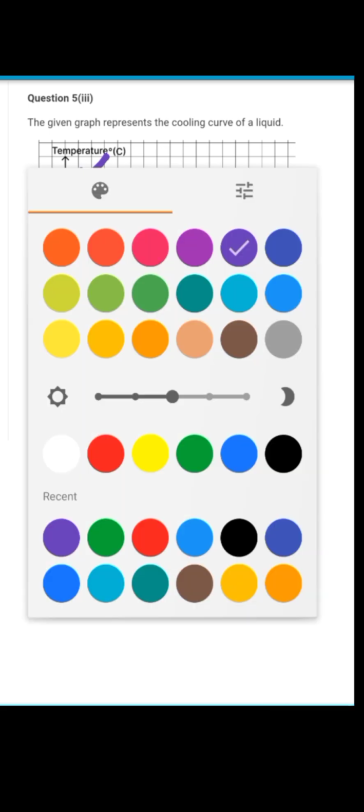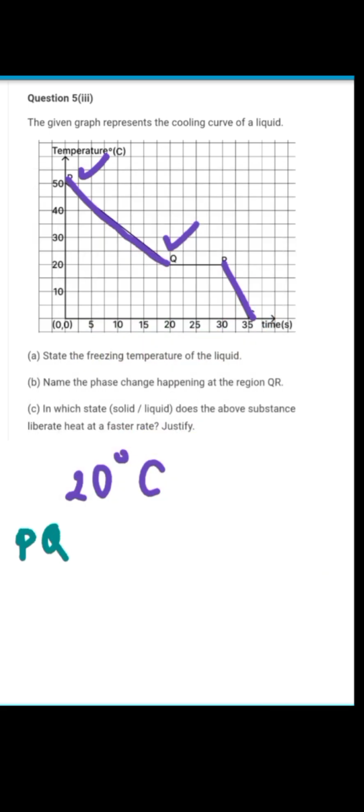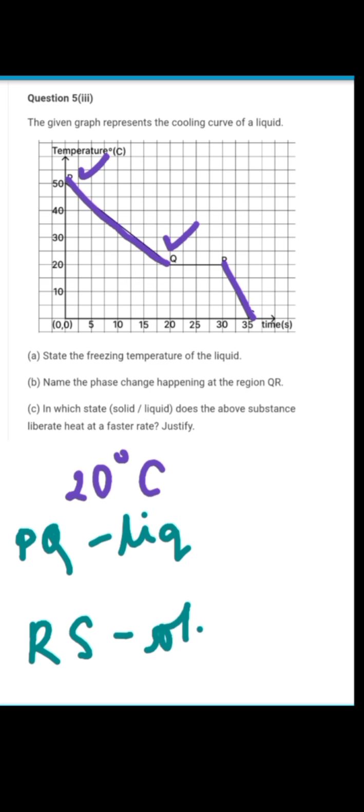In which state, solid or liquid, does the above substance liberate heat at a faster rate? In the phase PQ and in the phase RS, we have to see in which of the phases the object is releasing the heat at a faster rate. This means the temperature is changing but with a very short time duration. In the region PQ, it is a liquid, right? And in the region RS, it is a solid.